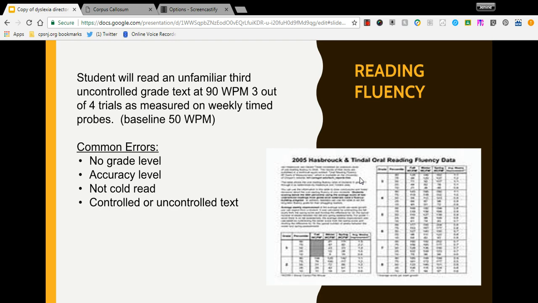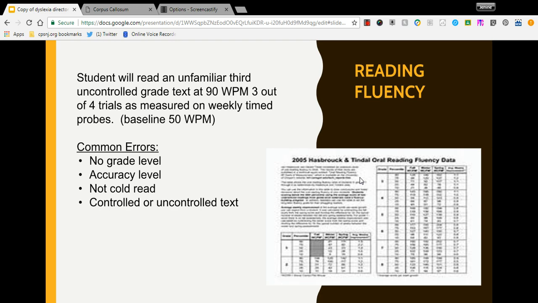When we collect that data, or when we're looking to form this data, we can use various norm reference scales. So you can see here, Hasbrouck and Tindal have developed oral reading fluency data. By grade level, they'll give you the percentile rank or fall and spring norms, and then where your student should be falling. So often we have some errors when we're writing these goals, so just be cautious.